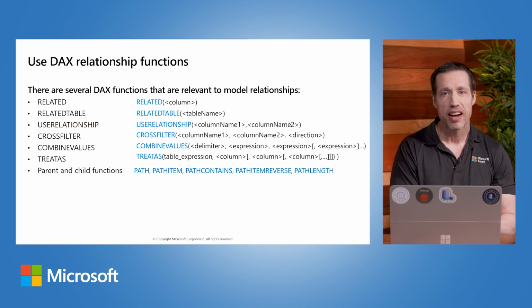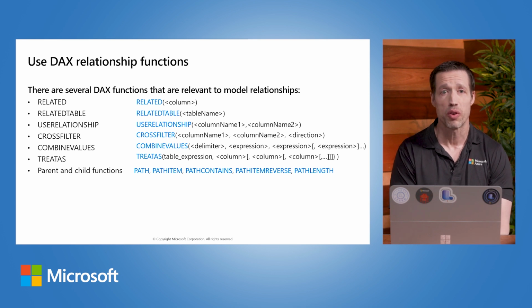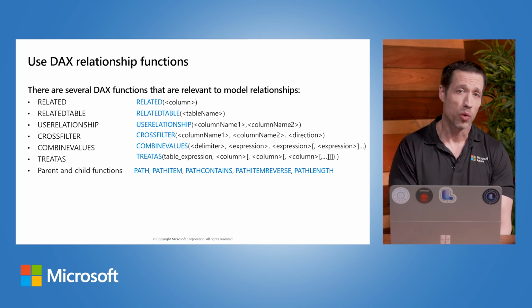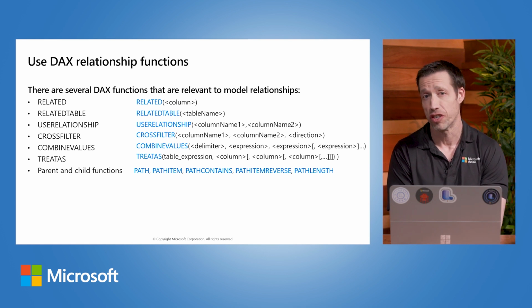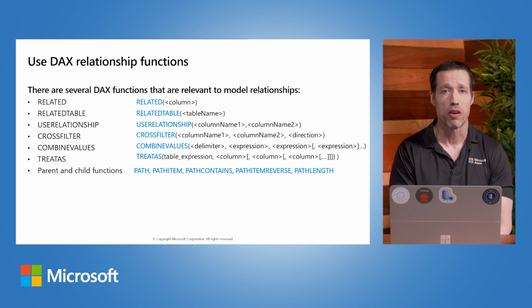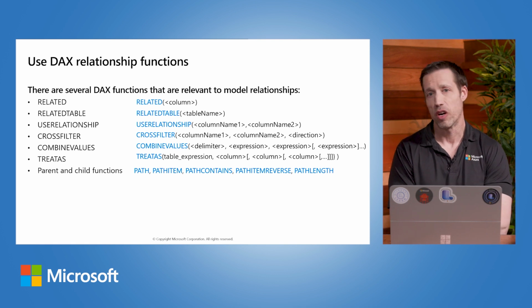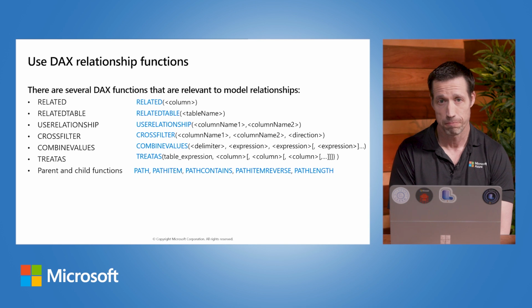There are several DAX functions that are relevant to model relationships. These are listed here along with how they're formatted. The RELATED function retrieves the value from the one side of a relationship. It's useful when involving calculations from different tables that are evaluated in row context. The RELATEDTABLE function retrieves a table of rows from the many side of a relationship.